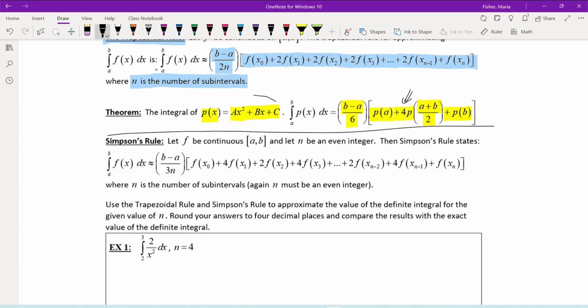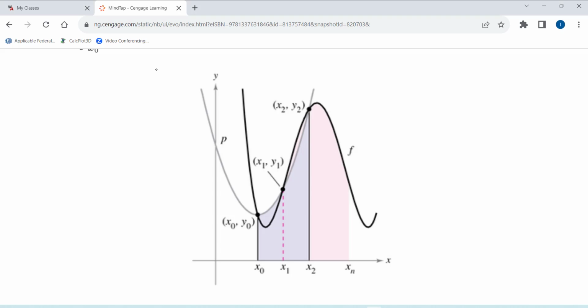Now what Simpson's rule does is it places a quadratic, notice this is a quadratic, underneath the curve, so it does a best fit quadratic, and it finds the area underneath that quadratic. Looking at it as a picture, my function f is this black curve. Simpson's rule uses 3 points on your function f to best fit a quadratic, and then it finds the area under the curve for that quadratic. And it does that over and over again depending on the number of subintervals that you are looking at.